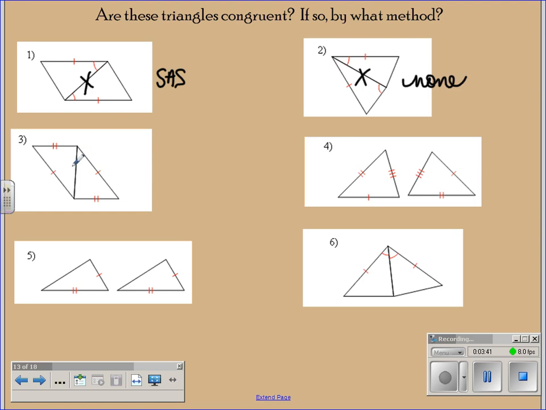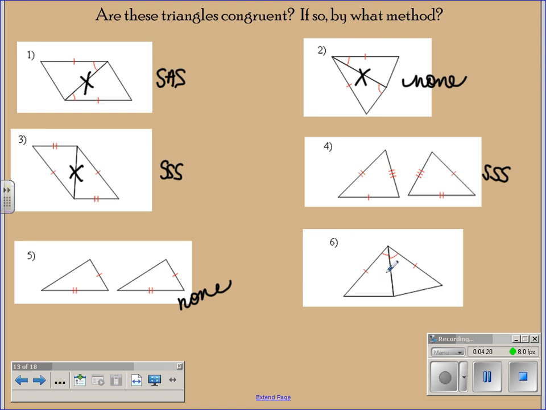Number three, they share a side again, so we have that. A pair of sides, and a third pair of sides. So this would be SSS. Okay, number four. 3 marks, 3 marks, 2 marks, 2 marks, 1 mark, 1 mark. Oh my goodness, another SSS, three pairs of sides equal. Number five. We've got two pairs of sides. They don't share a side. We just don't have enough information. We don't have another angle or a side, so this is going to be none.